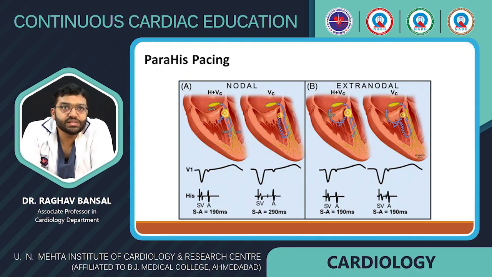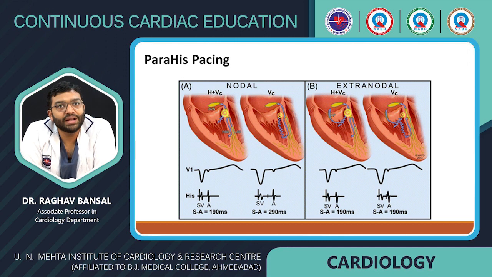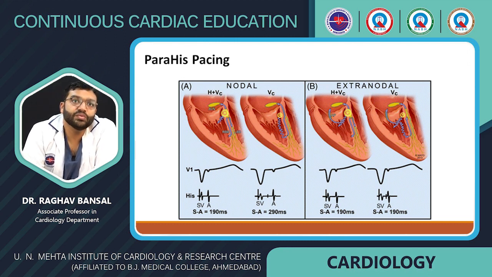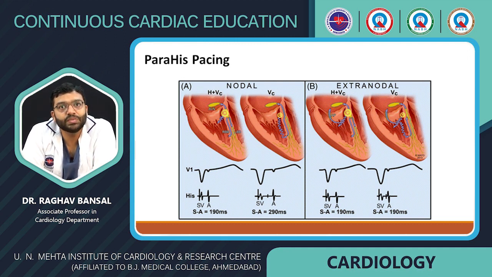The second maneuver is the Parahisian pacing. What we are trying to do is pace with the His catheter near the His bundle. If we are pacing at a higher output, we might capture the His bundle. If we are pacing at a lower output, we might not capture the His bundle. So when we capture the His bundle, we get a narrow QRS with the pacing, while when we are not able to capture the His bundle, we get a broad QRS after a ventricular pacing.